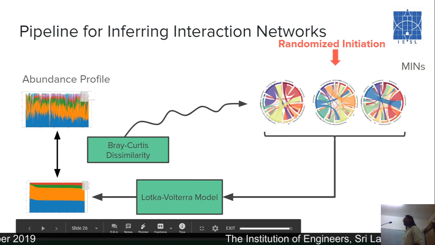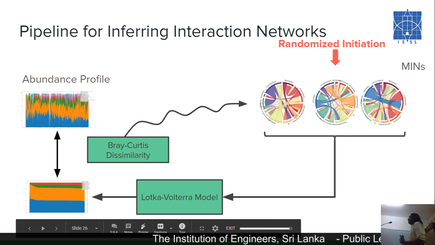So this has been one of the things I did. Abundance profile, let me explain it to you. Abundance profile is the constitution of the bacteria in fecal samples.